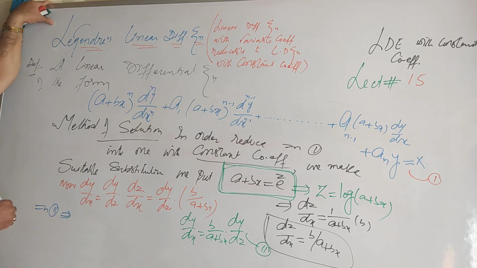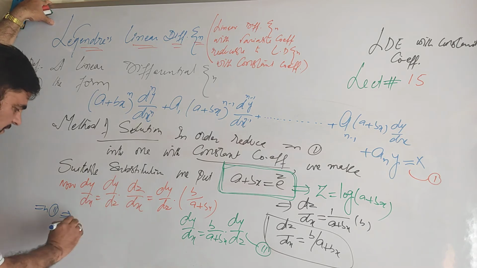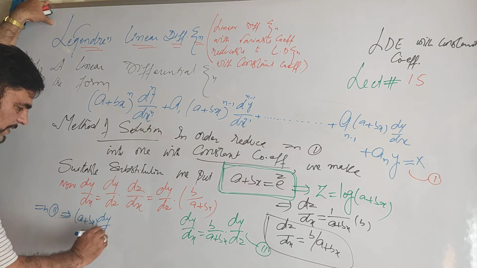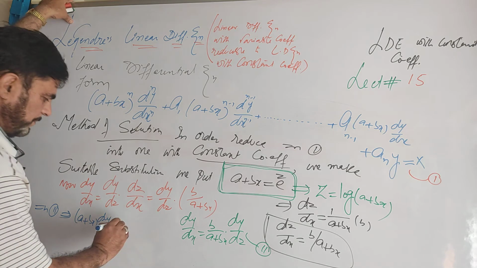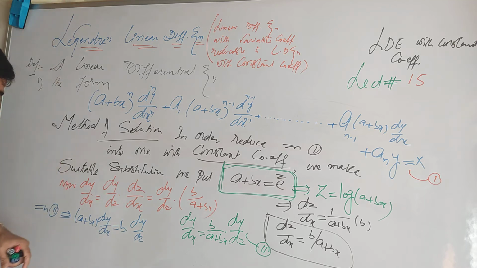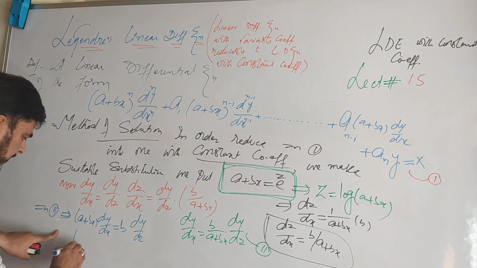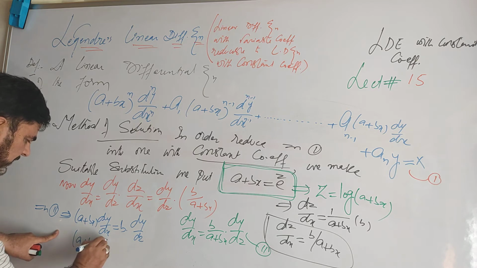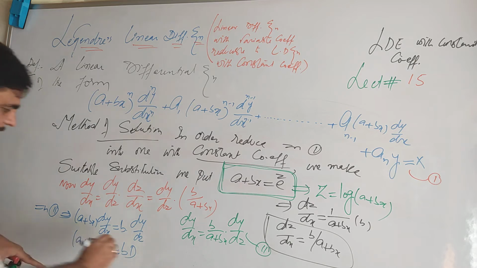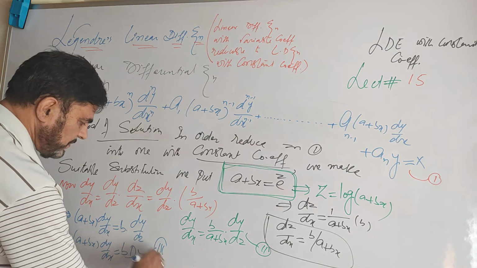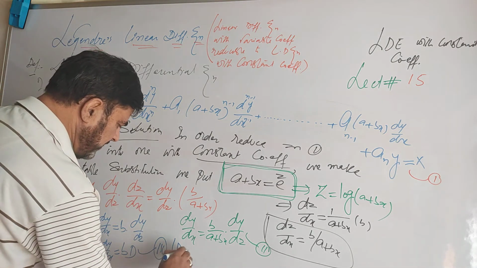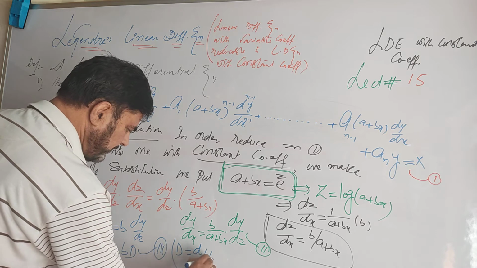Equation number second. You see what does this imply? This gives (a plus bx) into dy by dx is equal to b times dy by dz. Okay, this I will write now: (a plus bx) dy by dx is equal to b capital D. Name this equation number third. What does capital D stand for? As previous we did, capital D stands for d by dz.